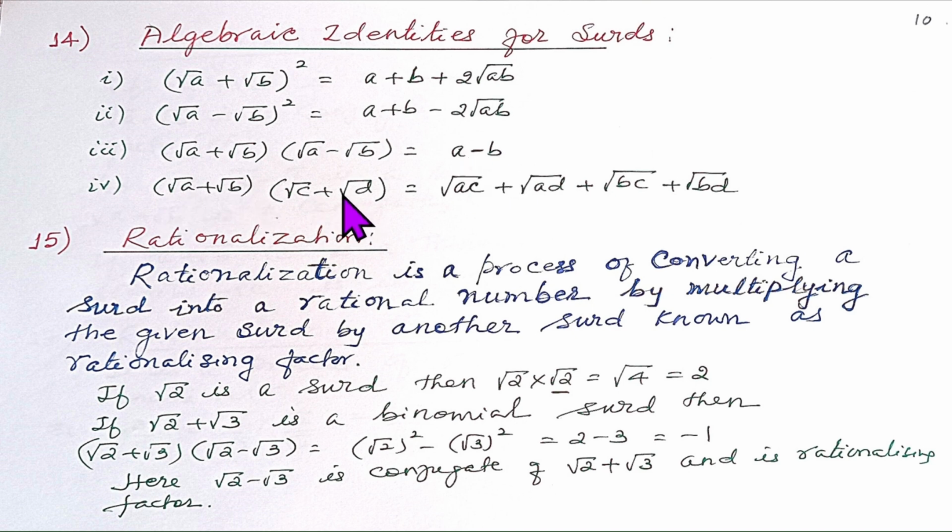(√a + √b)(√c + √d) is equal to, applying the distributive property, √a into √c, √a into √d, √b into √c, and √b into √d. Remember that.